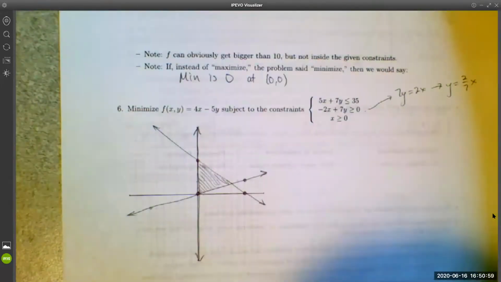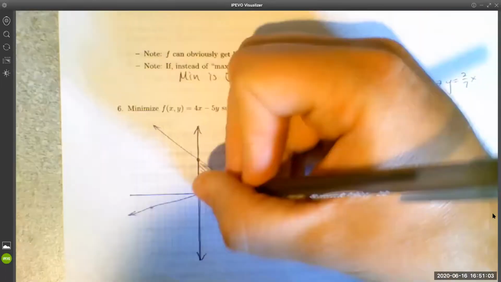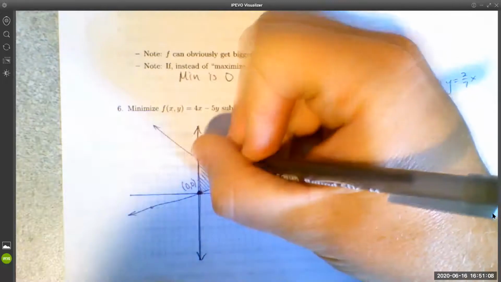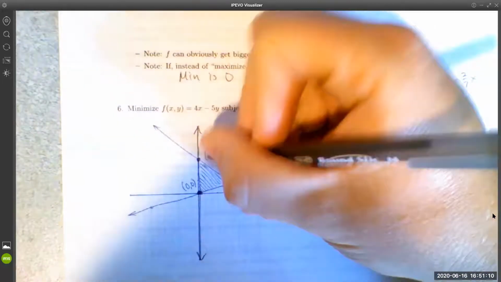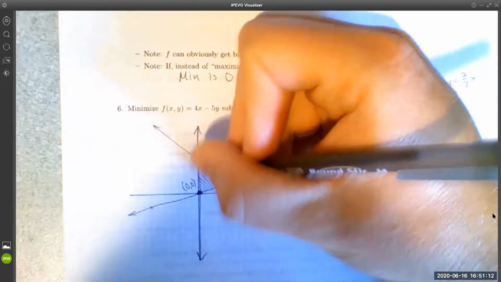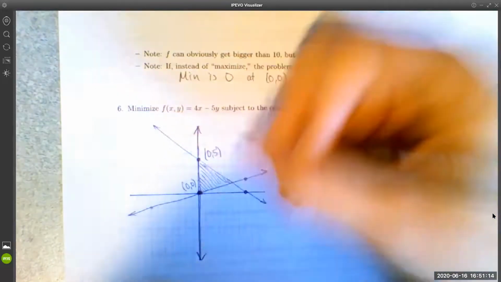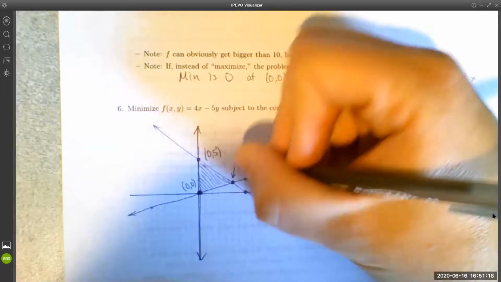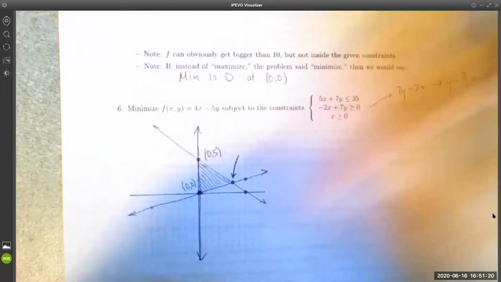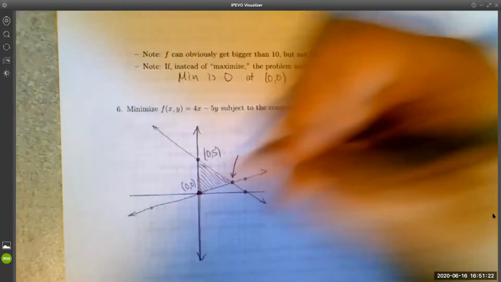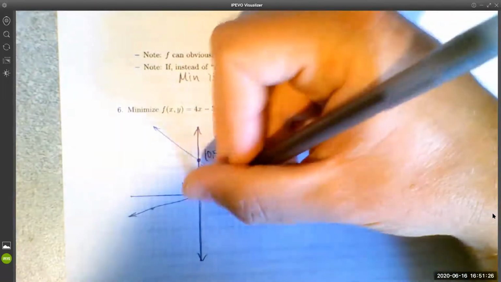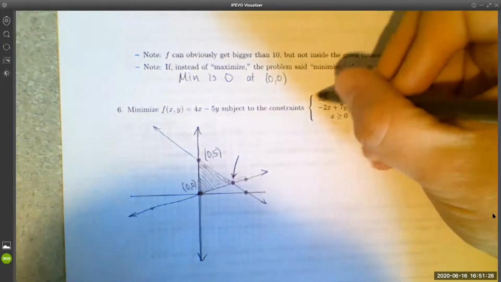So the possible maximum or minimum values are going to take place at corner points. Here's one. Here's another. 0, 5, 2, 3, 4, 5, 0, 5. And then here's another. And this corner point, I don't know. I'm going to have to find it. That corner point is going to be the place where these two boundaries intersect. So it's these two boundaries.